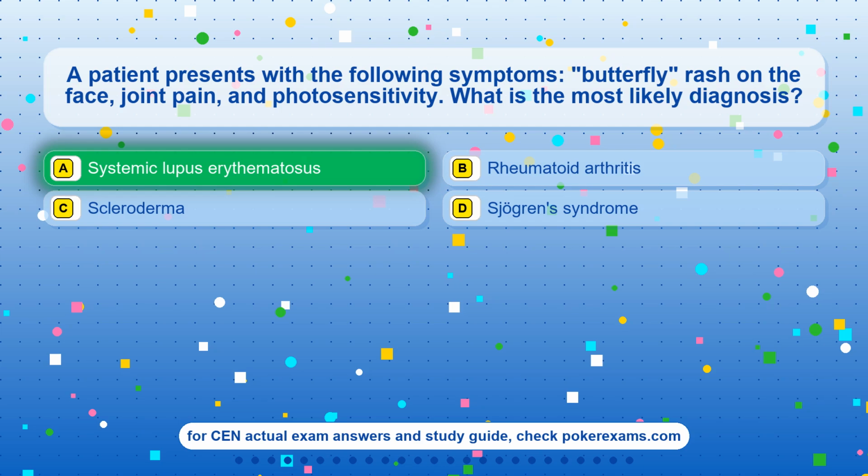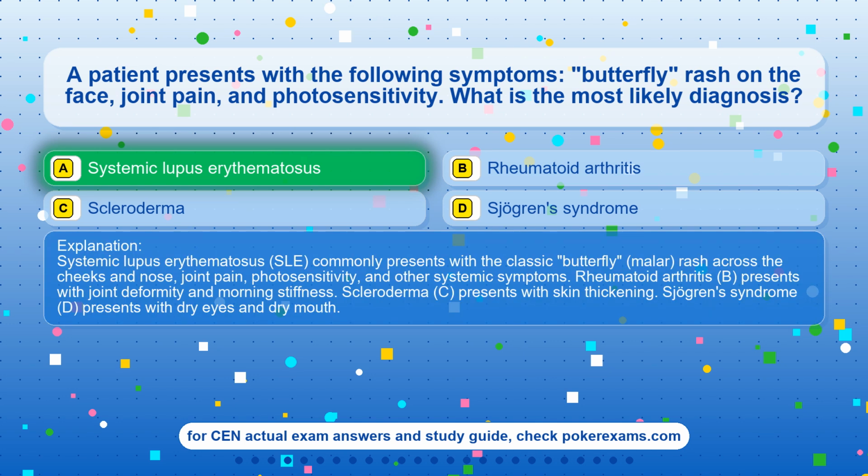The correct answer is option A. Systemic lupus erythematosus, SLE, commonly presents with the classic butterfly, malar, rash across the cheeks and nose, joint pain, photosensitivity, and other systemic symptoms. Rheumatoid arthritis, B, presents with joint deformity and morning stiffness. Scleroderma, C, presents with skin thickening. Sjogren's syndrome, D, presents with dry eyes and dry mouth.